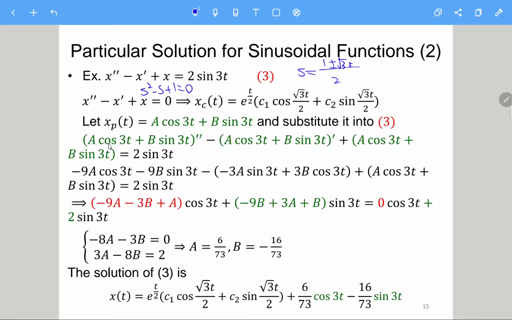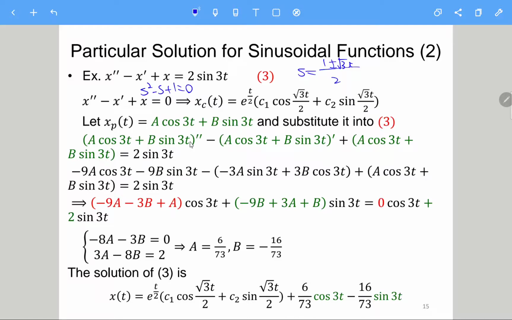Okay, so next we need to calculate the derivatives. The second derivative of cosine is minus cosine, so minus 9 cosine. So we have minus 9a cosine 3t. And then also the second derivative of this term is minus 9b sine 3t.